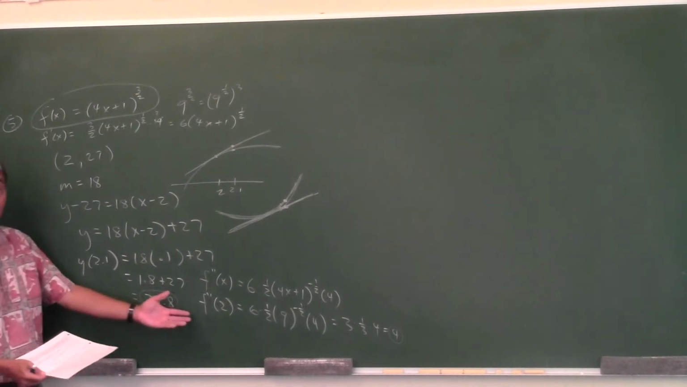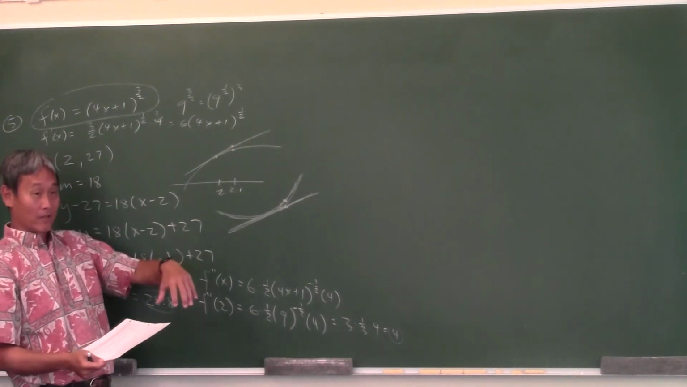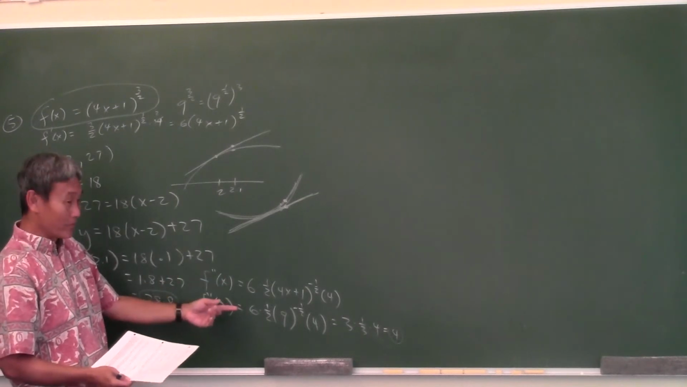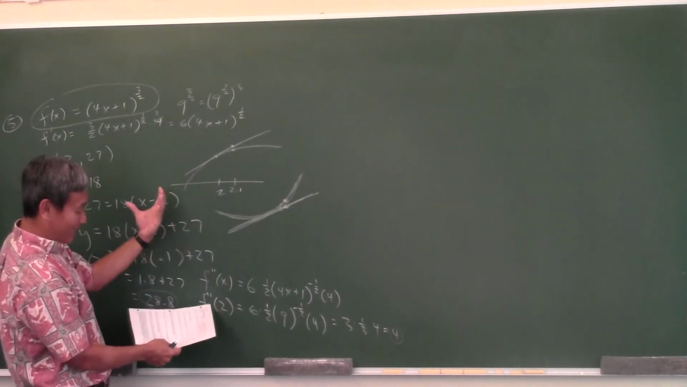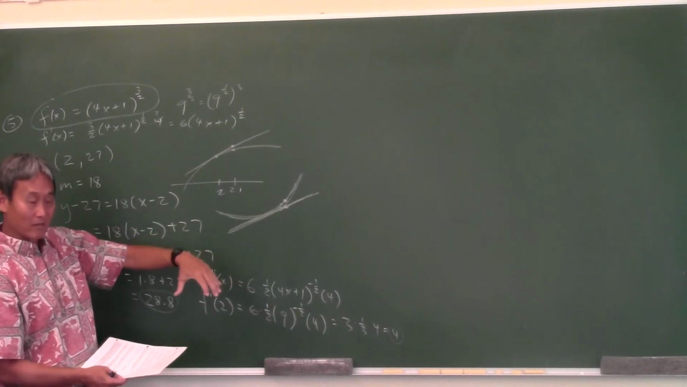Yeah, because remember, how do you determine if a graph is concave up or concave down? The second derivative. If the second derivative is positive, it's concave up. If the second derivative is negative, then the graph is concave down.